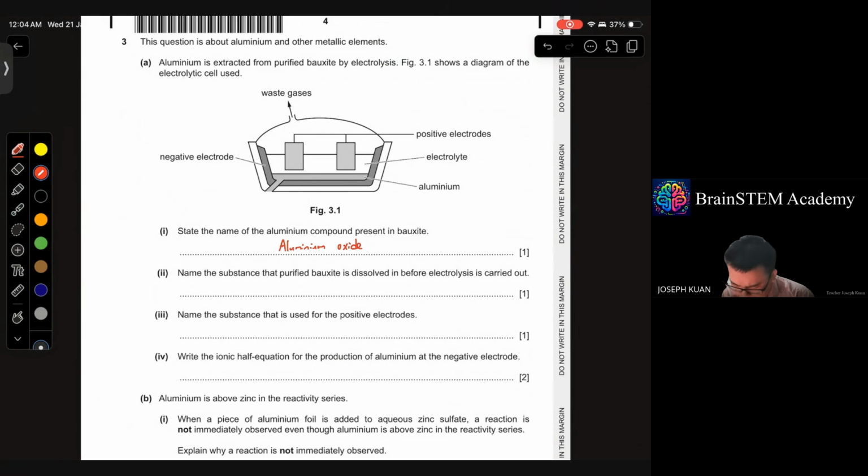Or name the substance that purified bauxite is dissolved in before electrolysis is carried out. It's called cryolite. And name the substance that is used for the positive electrodes. That's graphite. And the ionic half equation for the production of aluminium at a negative electrode. So for this one, the electrolyte contains aluminium ions and oxide ions. So the negative electrode will attract the aluminium ions and they undergo reduction that forms pure aluminium.